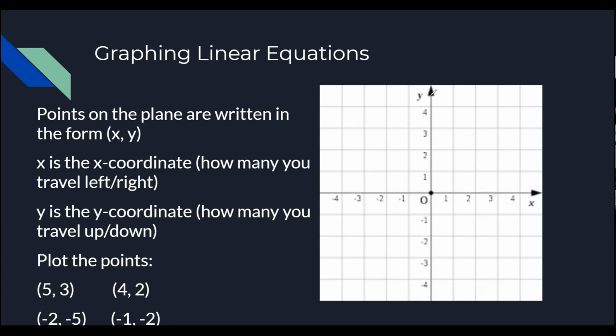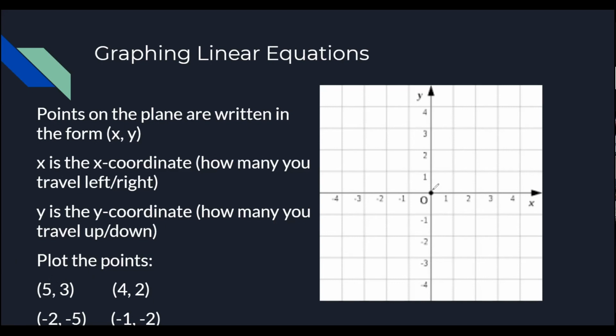Now, for the y-coordinate, positive means up. It doesn't mean right. The positive y-coordinate means up. Negative means down, okay? Because as I said, y corresponds to vertical motion, right? So again, positive y means you're going up. Negative y means you're going down, okay? So what do the numbers mean? The first number tells you how many you're going to go right or left. The second number tells you how many you're going to go up or down.